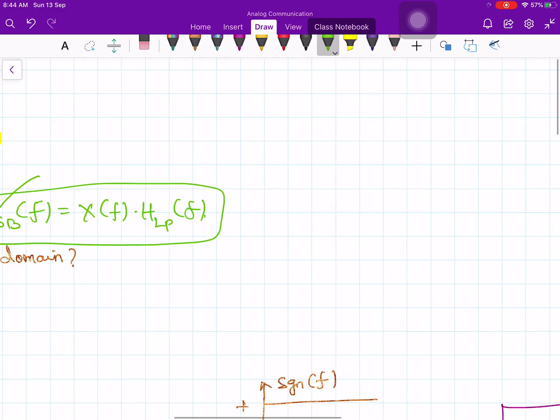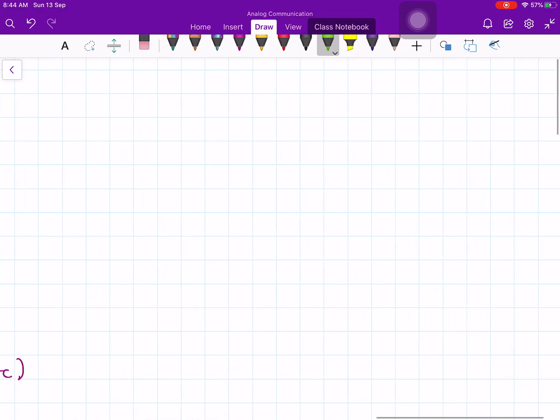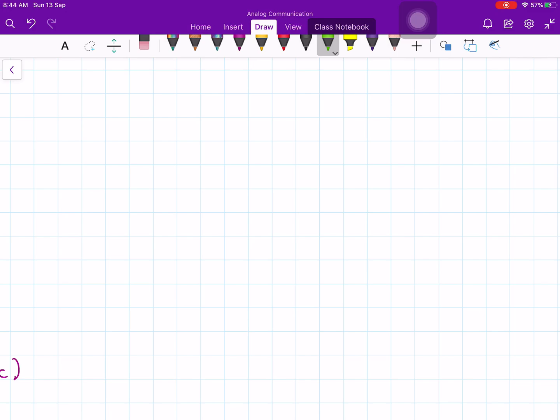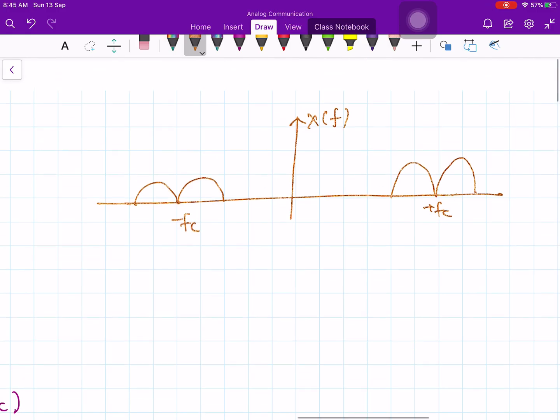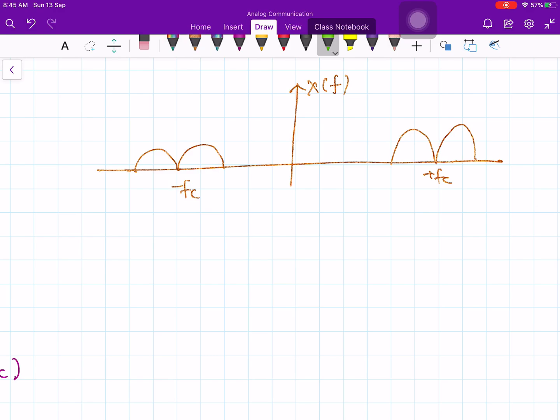Fine. Now, take the same figure, your modulated signal, it will be like this. This is x of f and like this plus Fc, minus Fc. Then now this whole portion, what is this? Just hold on a minute, because if you do not understand this, it will create a lot of confusion.